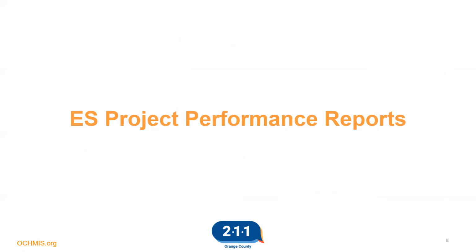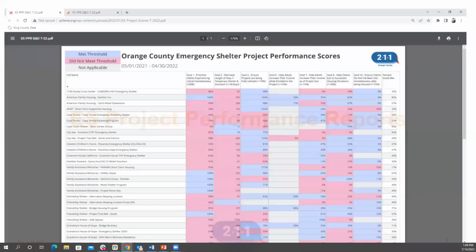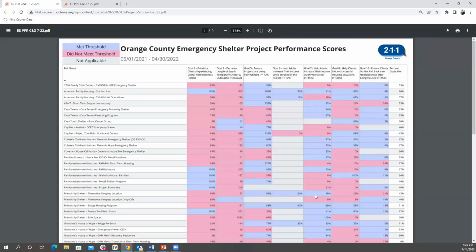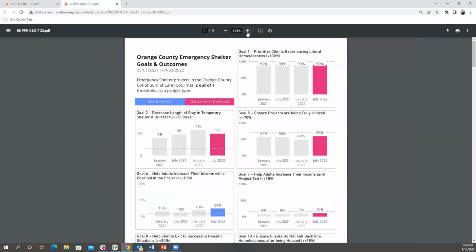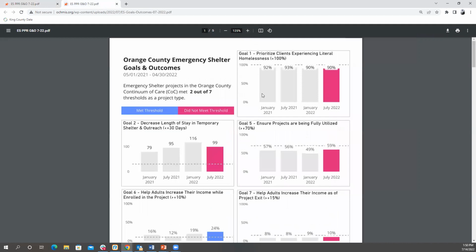All right, I'm going to go into the emergency shelter project performance reports. As usual, we published both project scores as well as the goals and outcomes report for emergency projects as a whole. If you haven't already, check out the project scores report so you can see how your emergency shelter projects are doing. And then the goals and outcomes report shows the performance overall for all emergency shelters in our HMIS system.